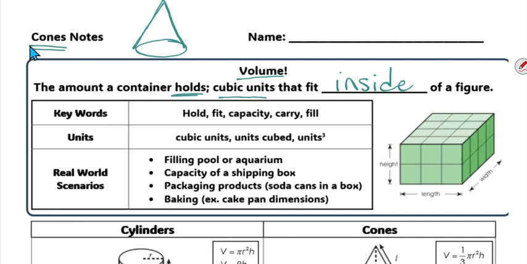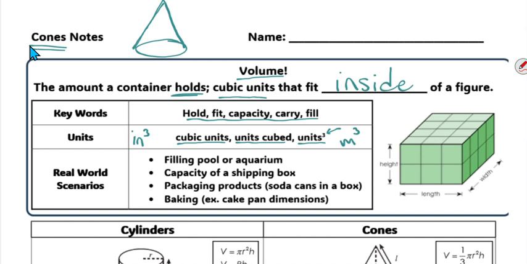So we had some keywords that we just talked about. Also, we have units that are associated with volume. It's cubic units, or units cubed, or just units with an exponent of 3 on it. That exponent is cubed. So you might see inches cubed, you might see meters cubed. Whatever units we're dealing with, it's going to be those units cubed, because it's literally talking about the number of little cubes that will fit inside of that shape.